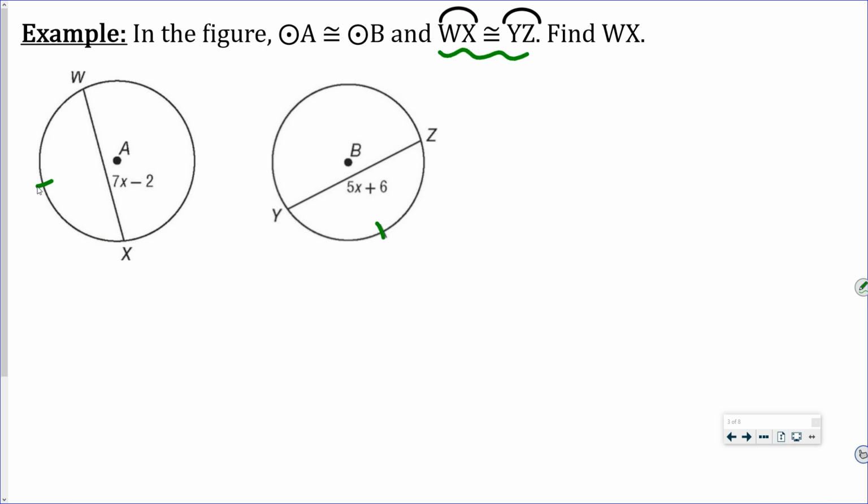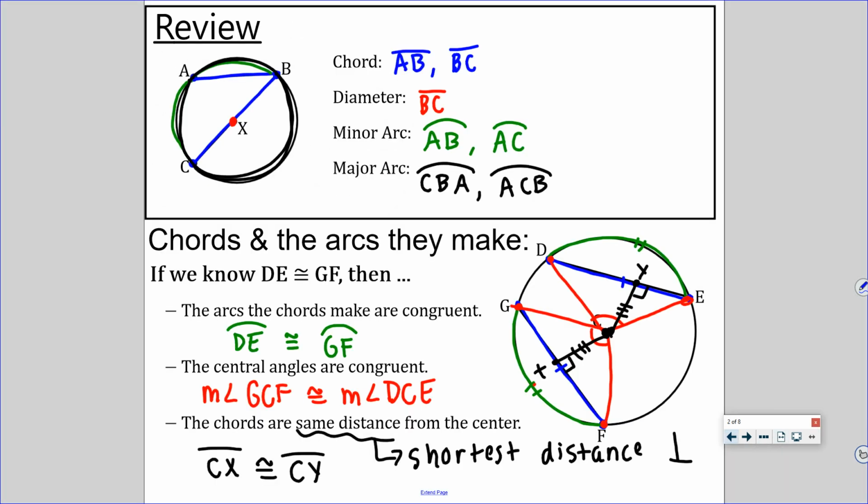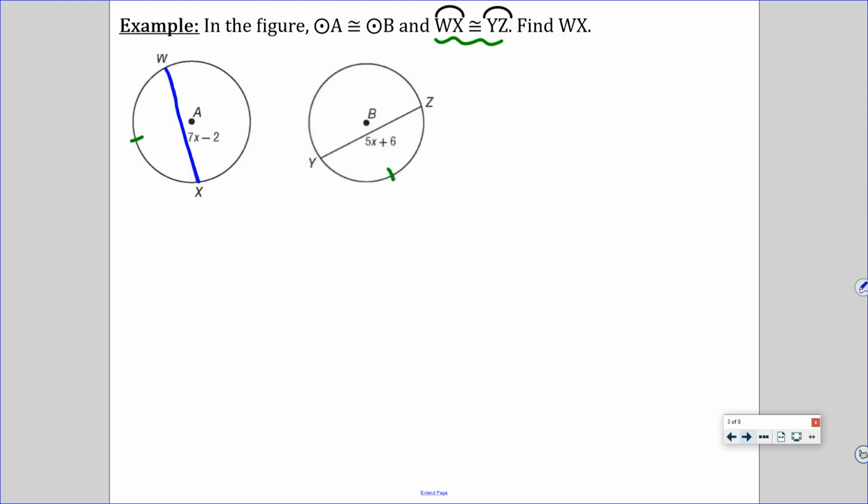Find the length of WX, which is a chord. This is almost what we talked about, but backwards. Before, we knew that the chords are congruent, which made their arcs congruent. So would it make sense that if we knew the arcs are congruent, we could then conclude the chords have to be the same length as well? Yeah. If they're forming the same arc length or measure, these are also going to be congruent.